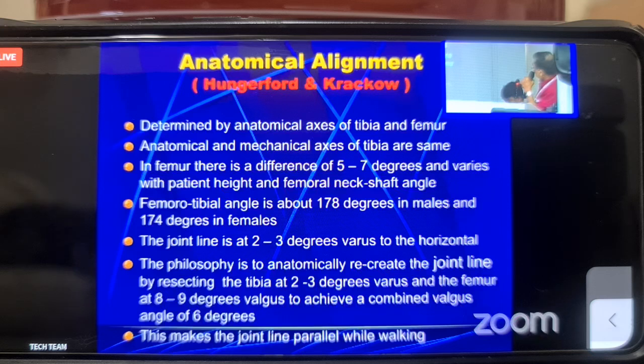So the femorotibial angle is about 178 degrees, and is slightly less in females. This is also dependent on height. The shorter the patient, the lower this value; the taller the patient, the higher this value. The joint line is about 2 to 3 degrees varus to the horizontal. The philosophy here is to anatomically recreate the joint line by resecting the tibia at 2 to 3 degrees of varus and the femur at 8 to 9 degrees of valgus to achieve a combined valgus angle of 6 degrees. So this was the first concept, but it's a little bit cumbersome because it has these odd numbers which are extremely difficult to replicate in a practical operative scenario.